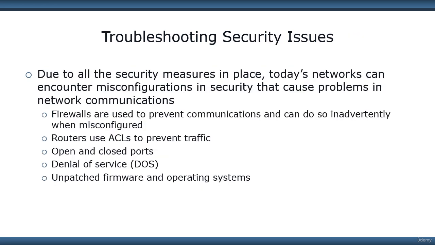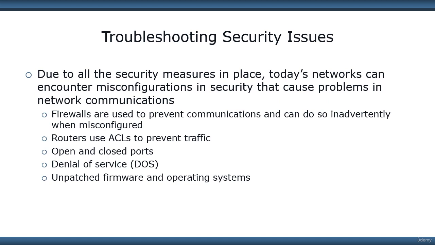Now, due to all the security measures in place, today's networks can encounter misconfigurations in security that can cause problems to network communications. We just saw this when I enabled IPsec in a demo, and it immediately terminated my RDP connection, because a firewall is used to prevent communications, or in this case, to enforce additional authentication and encryption. And if it's misconfigured, which I inadvertently did, then it can prevent communication. So always check the firewalls. If you're not able to communicate in a way that you think you should, one of the first things to check from a security standpoint would be the firewalls or routers.